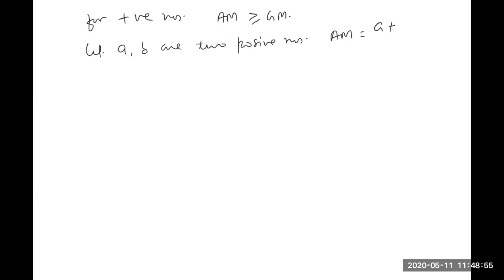For positive numbers, arithmetic mean is always greater than or equal to geometric mean. Suppose A and B are two positive numbers, then their arithmetic mean, which you have done in 10th class, is A plus B divided by 2, the simple average, and their geometric mean is just multiply both of them and take under root. This is the concept. Arithmetic mean is always greater than or equal to geometric mean.